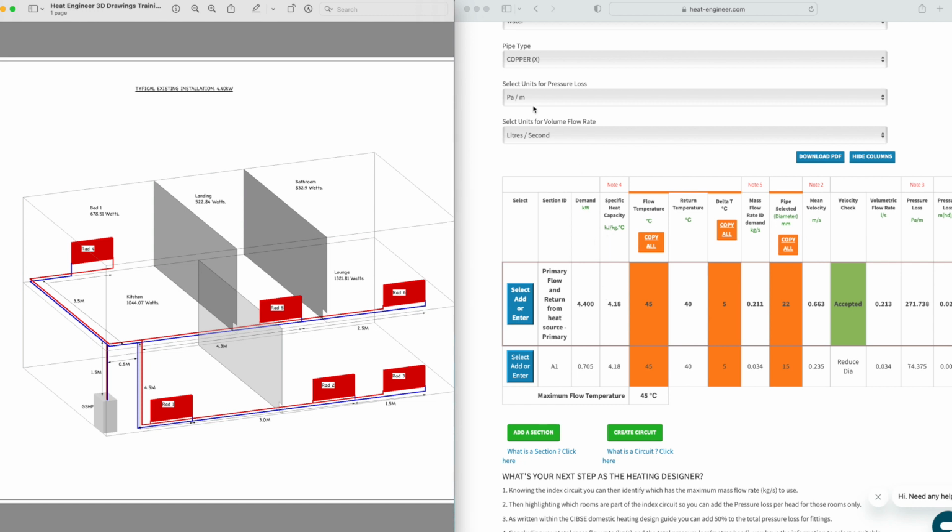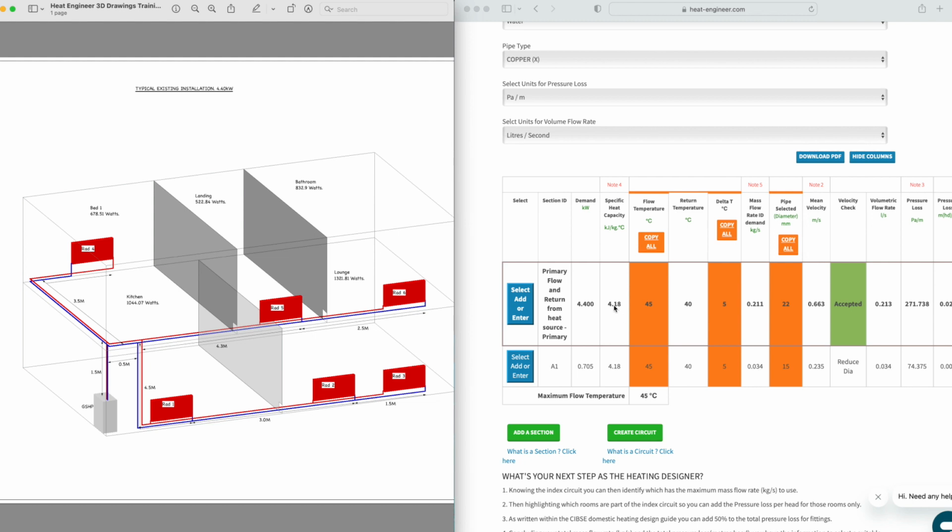We've chosen water, and we've chosen our flow temperature at 45 degrees. That makes our specific heat capacity change to 4.18. Now, specific heat capacities do change somewhat: the lower the flow temperature you go, the lower the specific heat capacity number. The higher the flow temperature you go, the higher the specific heat capacity number.